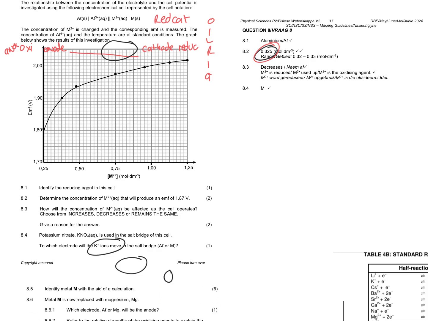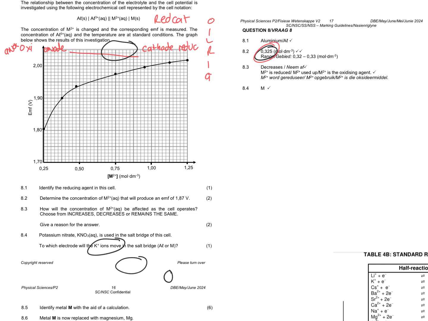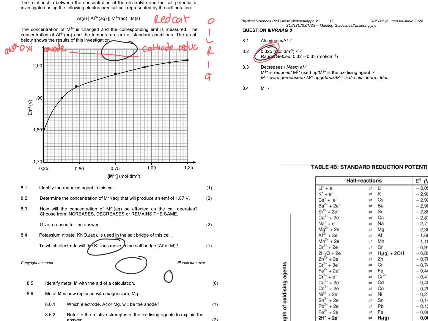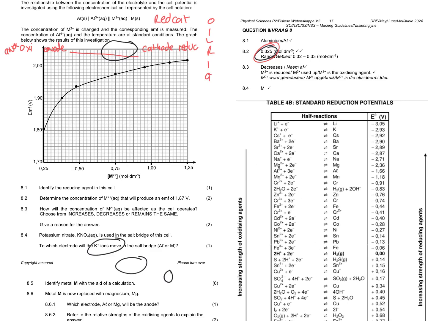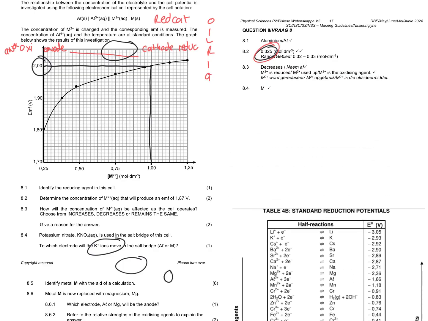8.6, where's 8.5? There's 8.5. So it says identify metal M with the aid of a calculation. So for metal M, we're going to want to use this table, and the concentrations on this table are all 1 mole per decimeter cubed. So we need to use this EMF, which is 2 volts. And then we can use this table, which is based on everything having a concentration of 1 mole per decimeter cubed. So we use the only formula that applies in this section.